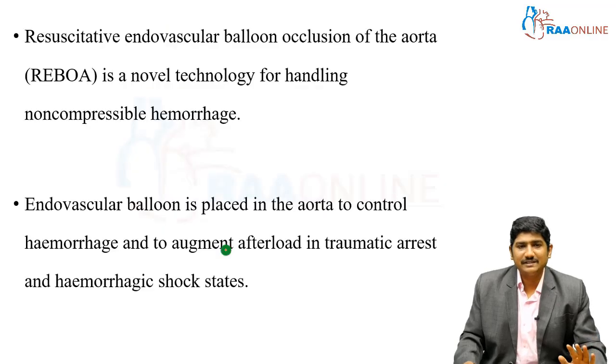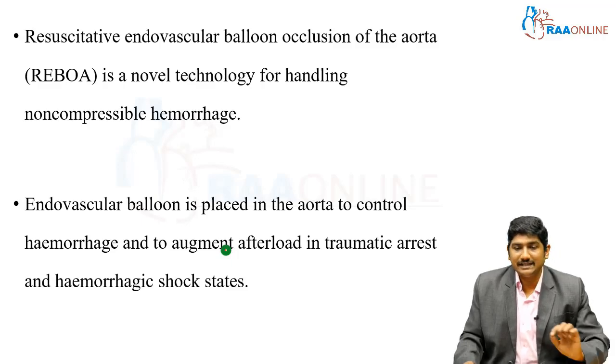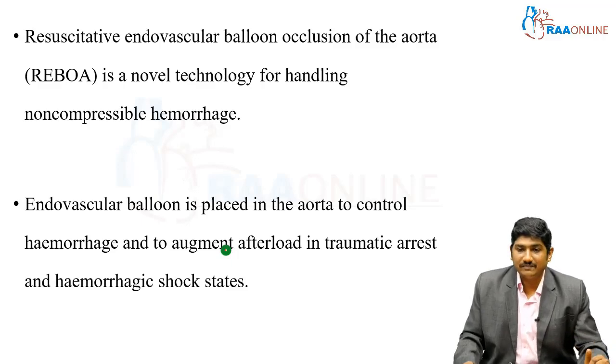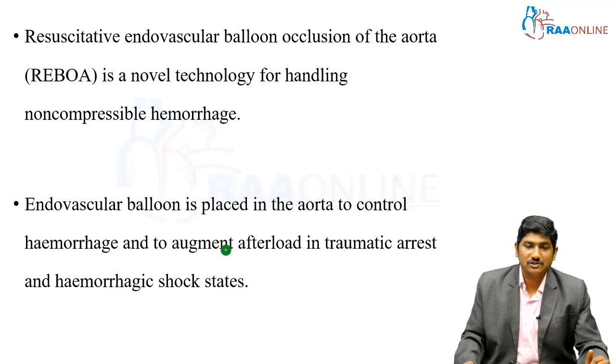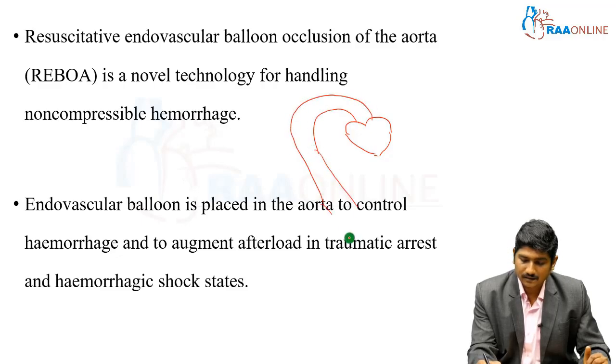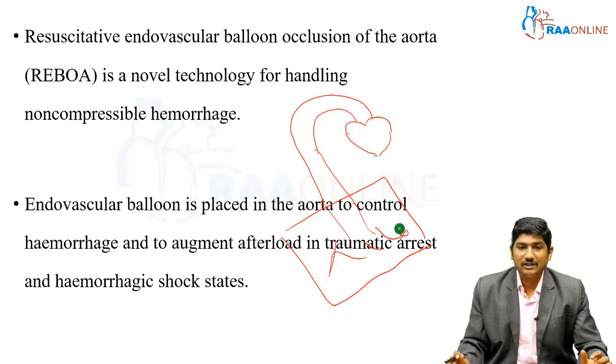Okay, this is basically a novel technology for handling non-compressible hemorrhage. Right, the endovascular balloon is placed in the aorta to control the hemorrhage and to augment the afterload in traumatic arrest and hemorrhagic shock status, right? So you have the heart here, right? And the aorta comes like this. In the abdomen, there is a trauma, okay? And it's a non-compressible area. So what will you do?